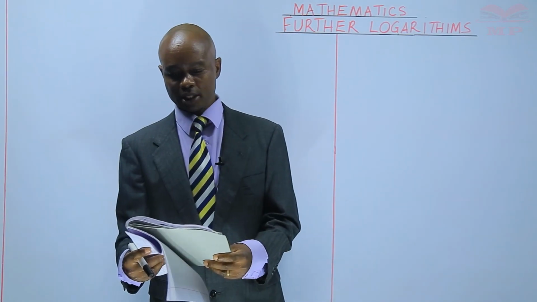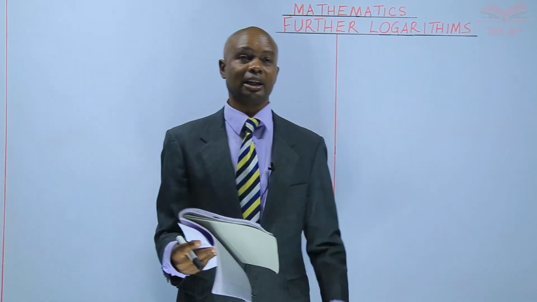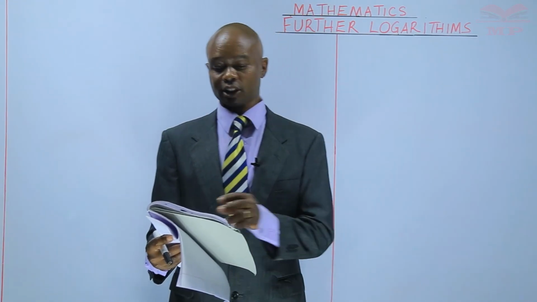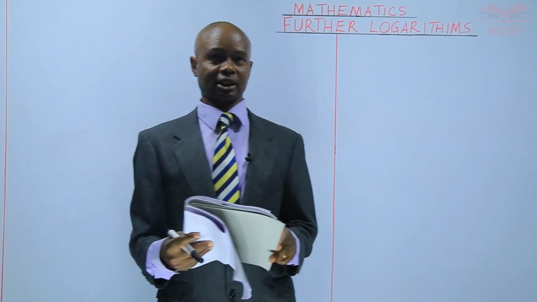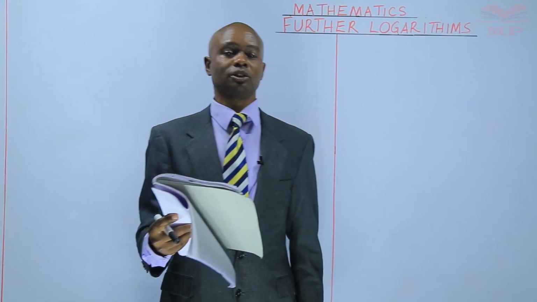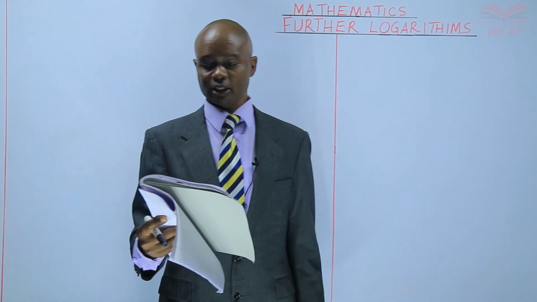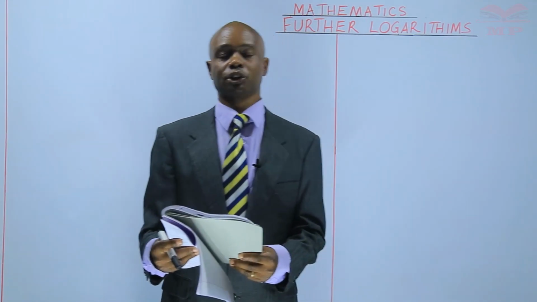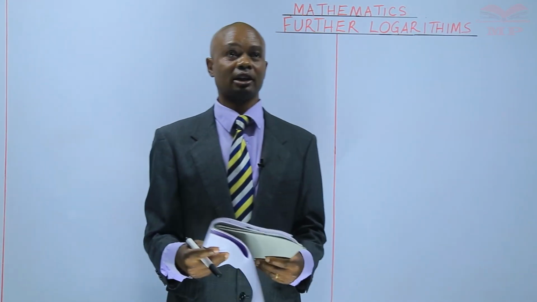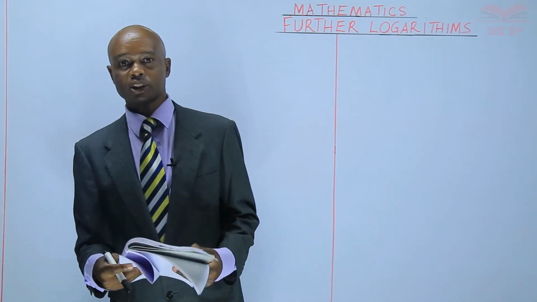Objectives. At the end of the topic, the learner should be able to: A. derive relationships from index form and vice versa; B. state the laws of logarithms; C. use logarithms to simplify logarithmic equations and expressions; and lastly, apply laws of logarithms in further computations.